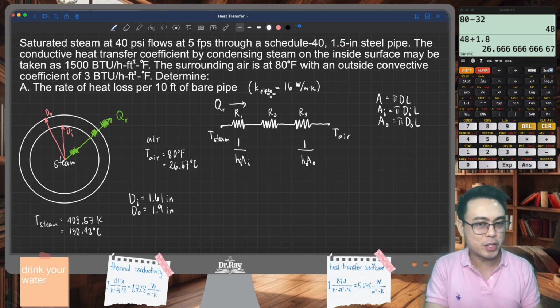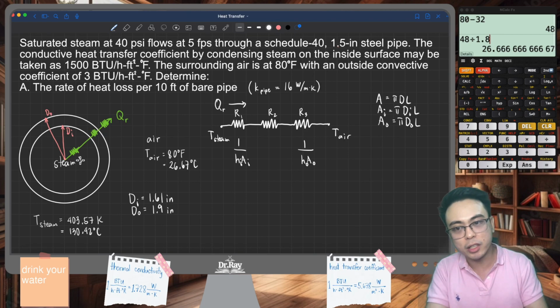Now, there's only one thing missing in our equivalent resistance diagram, and that is the second resistance. Now, remember that the second resistance encountered here, so let me label it in here. This is R1, R2, and R3.